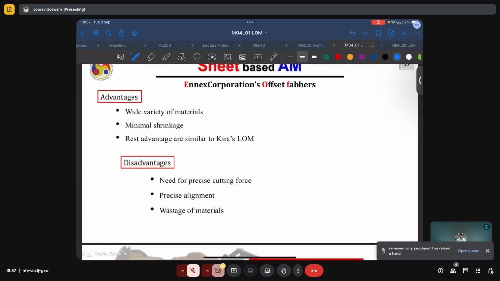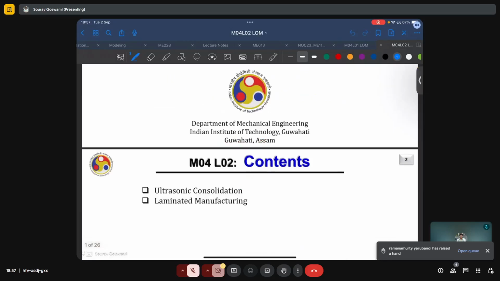Some of the advantages are its applicability to a wide variety of materials and minimal shrinkage compared to, say, CAMLM. And the disadvantages include again the need for precise cutting force and precise depth of cut to prevent any damage to the build carrier plate, the need for precise alignment across layers, and the large usage of materials. But then that is true for any laminated object manufacturing process.